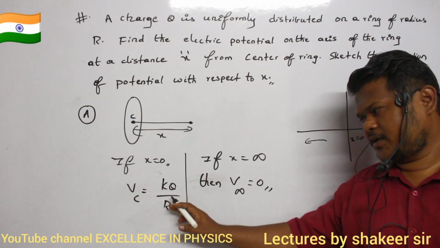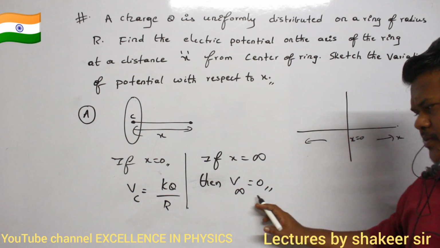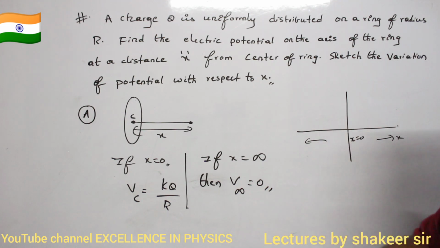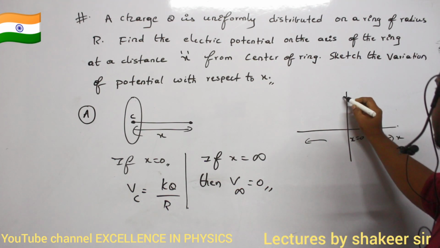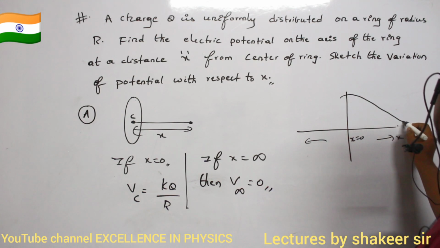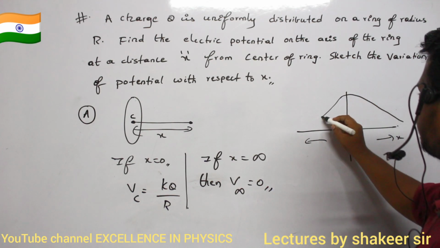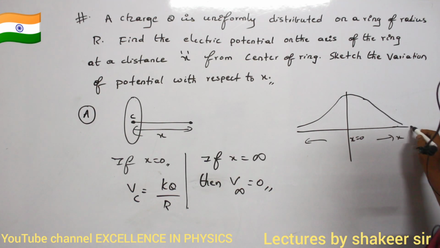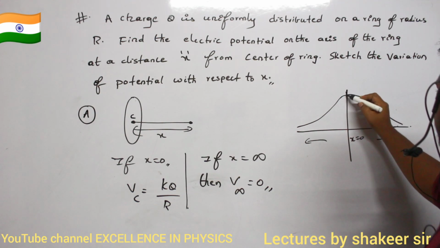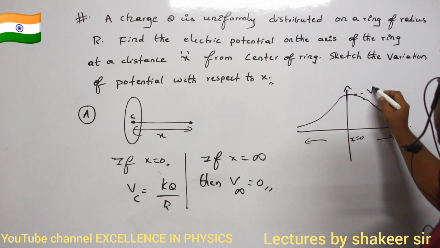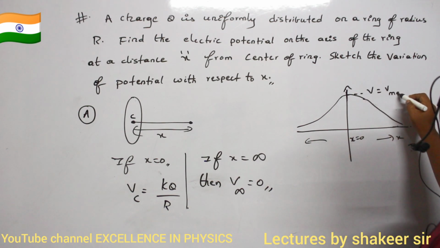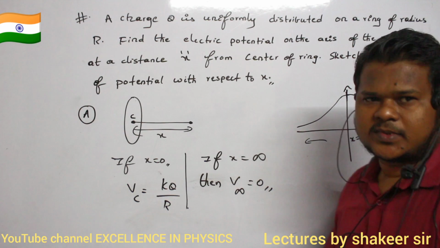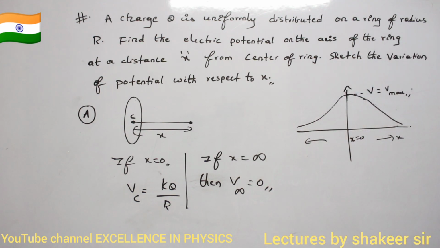Then from there onwards, the potential is continuously decreasing. Finally at infinity it will become 0. So I can draw a graph like this, with the potential continuously decreasing. Only at this point here will the potential be maximum. So this is my graph.